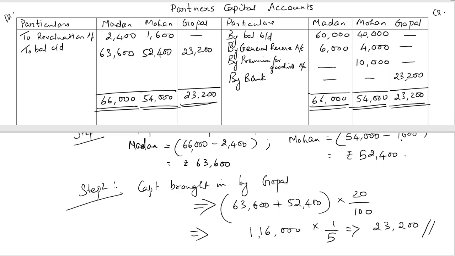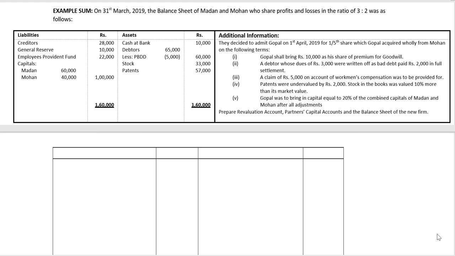So this is the partners' capital accounts. Let's go ahead and prepare the balance sheet. Balance sheet as at 1st April 2019. Left side, liability side. Right side, asset side. We'll begin with the liability side items. Creditors, 28,000. There is no change in value.